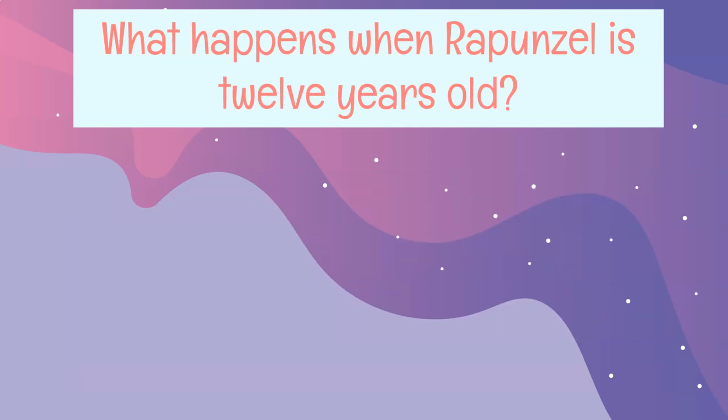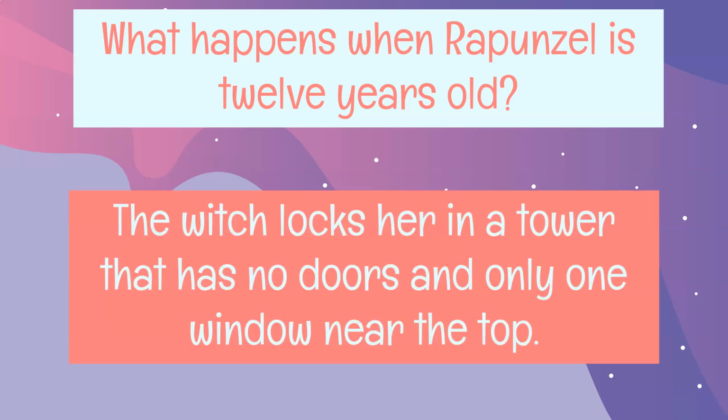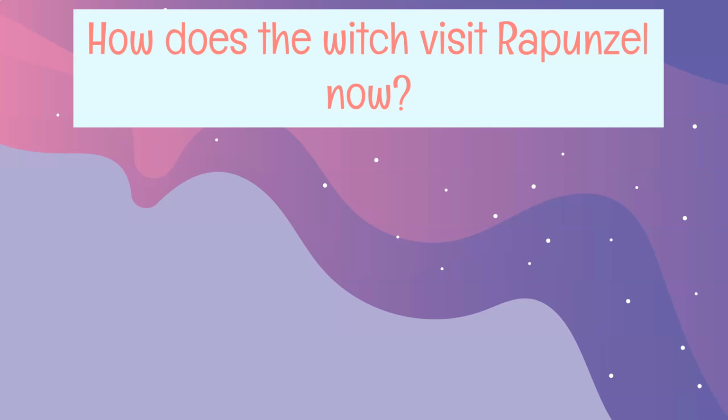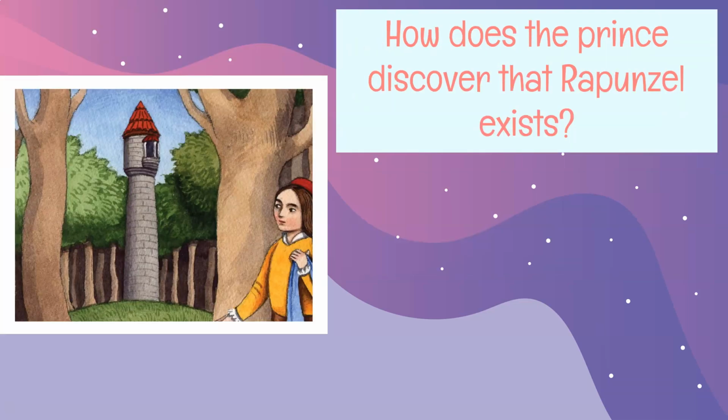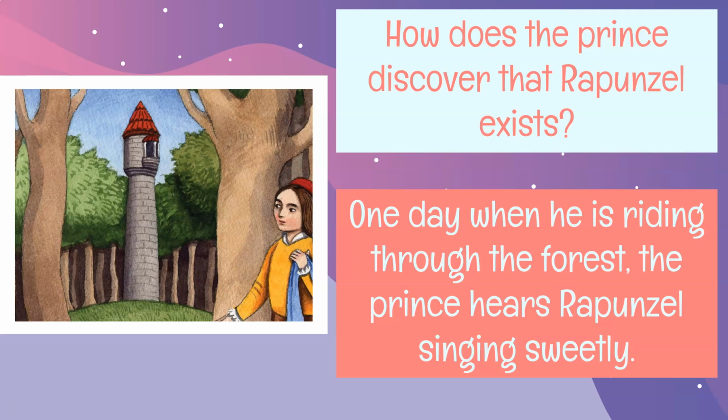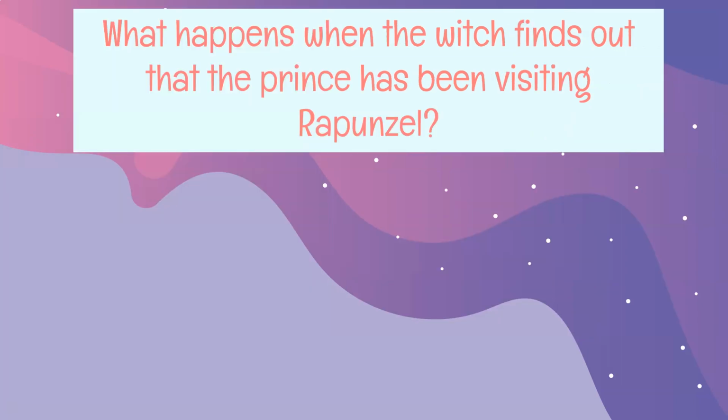What happens when Rapunzel is 12 years old? The witch locks her in a tower that has no doors and only one window near the top. How does the witch visit Rapunzel now? The witch climbs Rapunzel's hair. Let's look at this picture. How does this prince discover that Rapunzel exists? One day he is riding through the forest, and the prince hears Rapunzel singing sweetly.